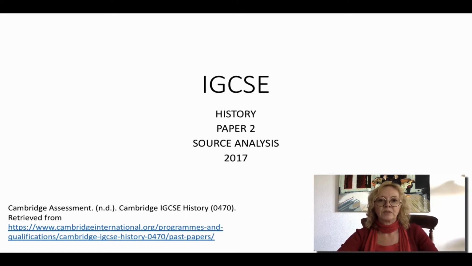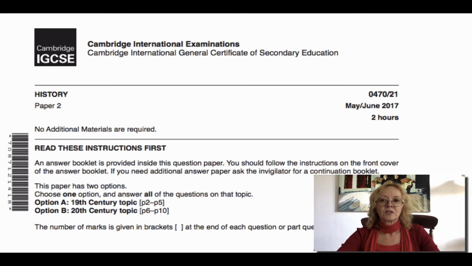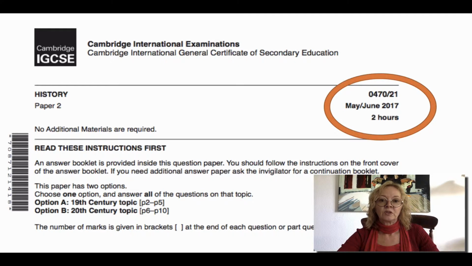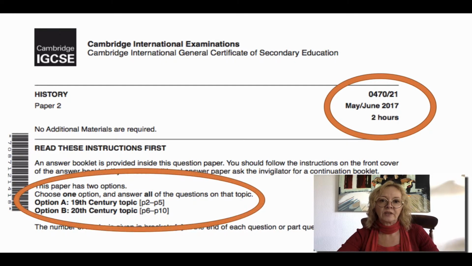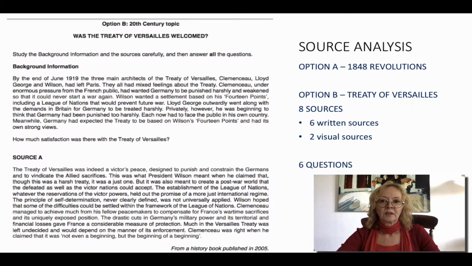So I'm looking at paper 2, the 2017 source analysis part of the IGCSE exams. This is a 2-hour exam for students, and there are two options, the 19th century and the 20th century, but I'm just showing you in the following slides the sources that are on the 20th century option. There are 6 written sources and 2 visual sources, and at the end students have to answer 6 questions.